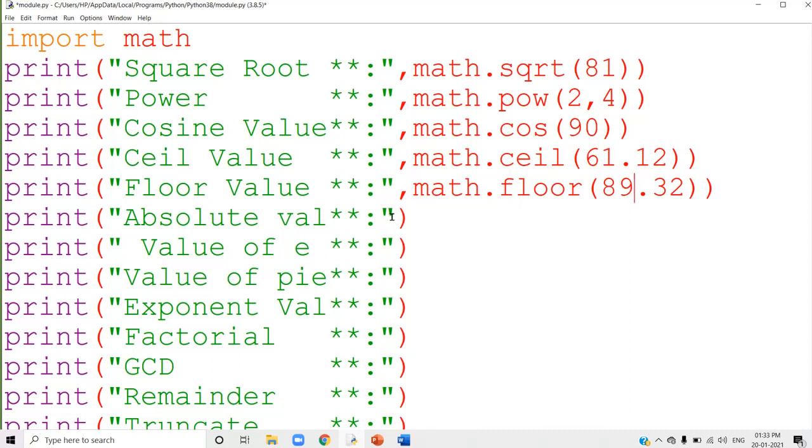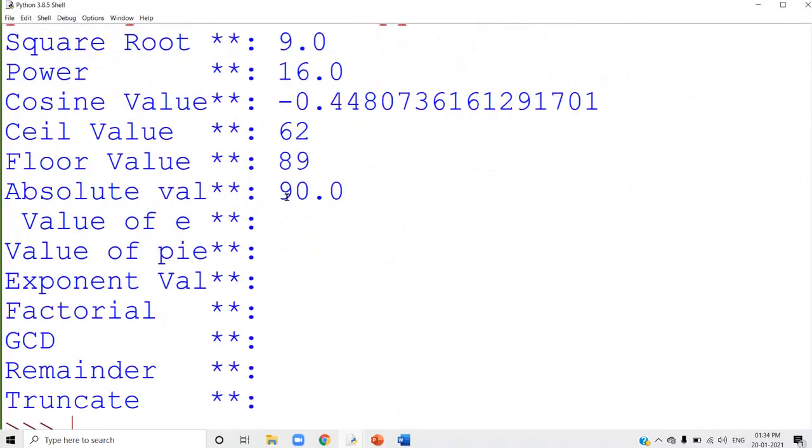Now the next one is absolute value. I think you studied absolute value in 10th standard maths. So I can write math dot fabs of minus 90. Can you say what the answer will be for this? fabs will give you the number by removing the sign. So I am expecting the answer 90.